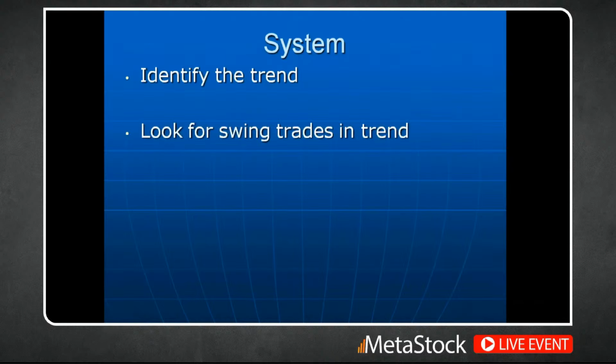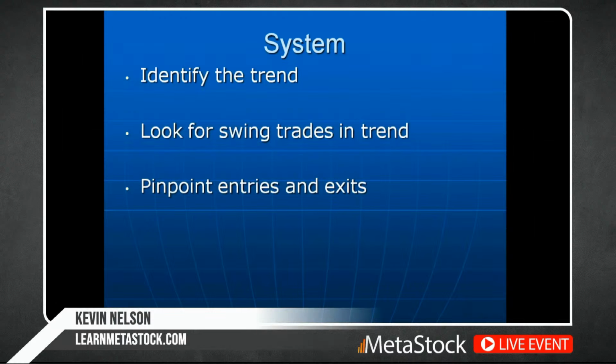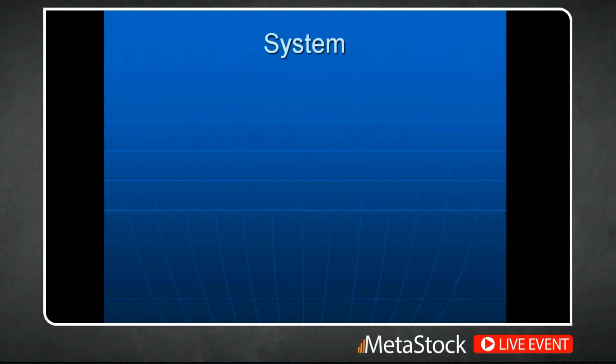Secondly, what we'll do is we'll use another indicator to help identify or confirm that trend. And thirdly, we'll use a third indicator to help pinpoint our entries and exits. And so the game plan here is that once we identify the trend, we'll look for good buying and selling opportunities by looking for retracements into that overall trend.